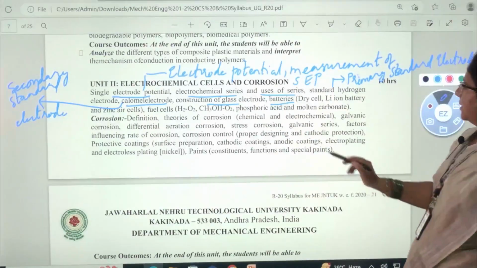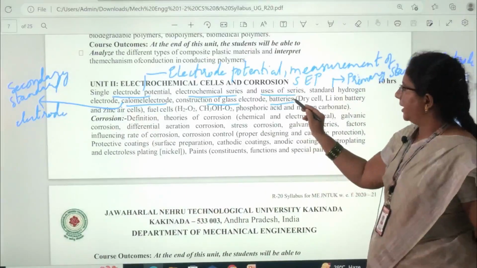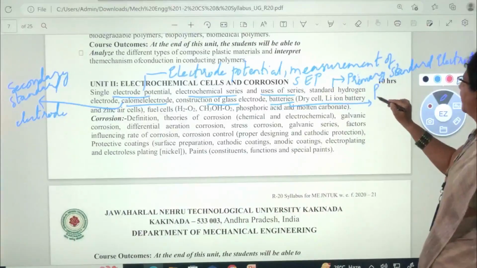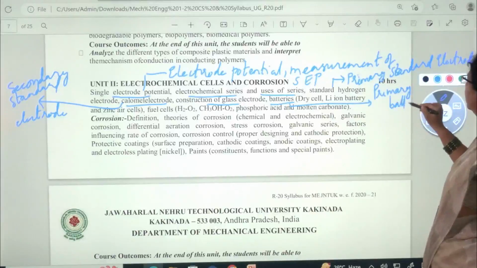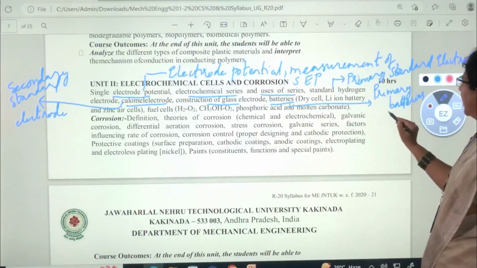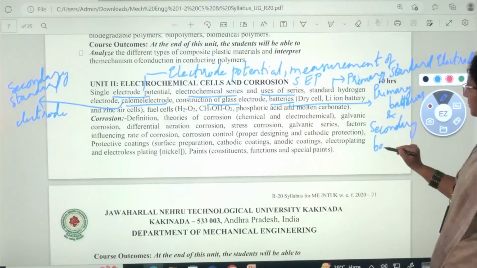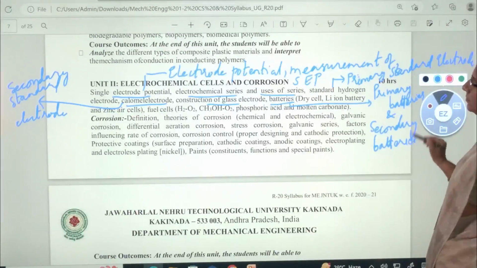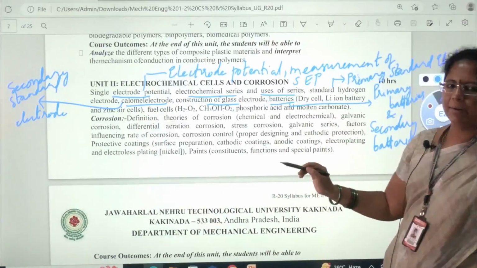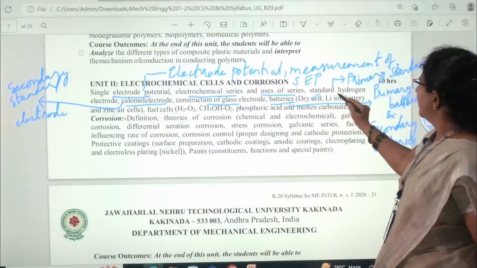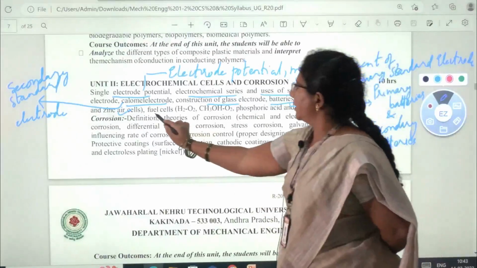So here battery means nothing but electrochemical cells which are stacked in series. So again coming to the batteries, we will discuss about primary batteries and secondary batteries. And the examples of these primary and secondary batteries are dry cell, lithium ion battery and zinc air cells. And next one is fuel cells.